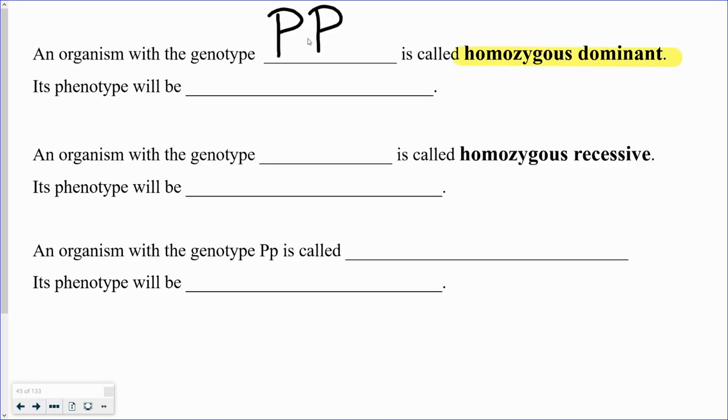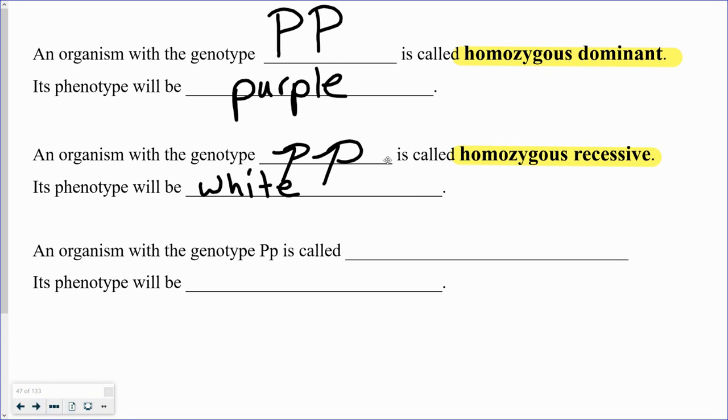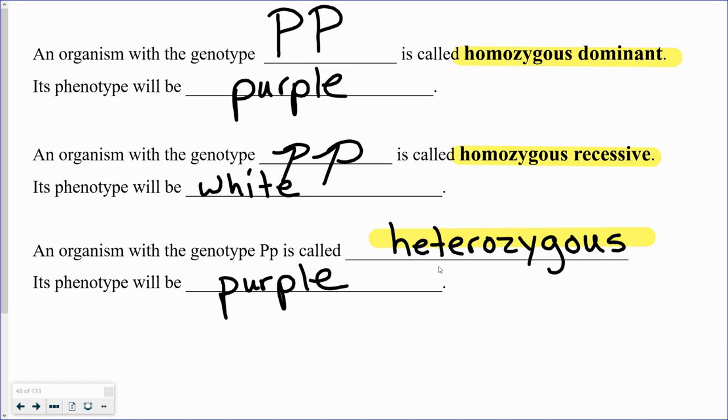When an organism has two dominant alleles, we call that homozygous dominant. In the case of Mendel's flowers, that would be purple. If an organism has two recessive alleles, we call that homozygous recessive. In the case of his flowers, that means they're white. And if an organism has a dominant and a recessive allele, that's referred to as heterozygous. And in the case of the flower color, one dominant and one recessive means it's only going to show the dominant, so it's going to be purple.